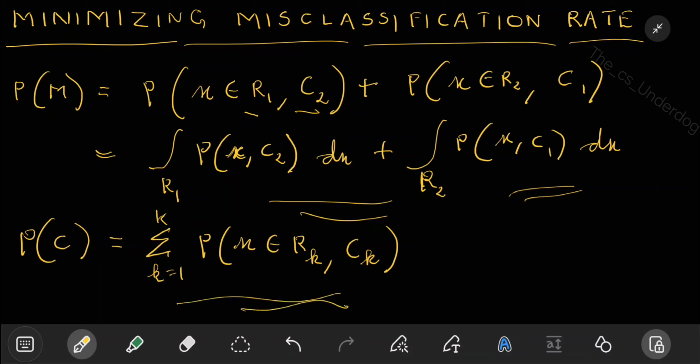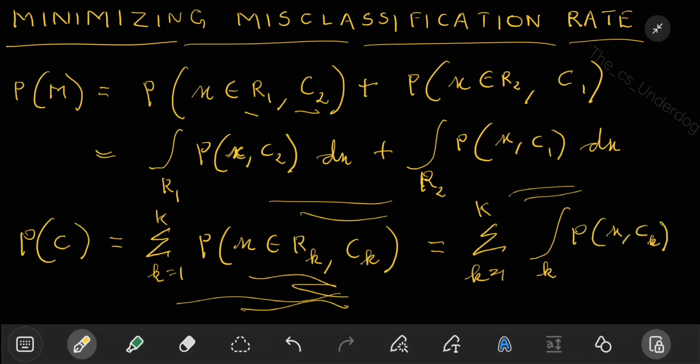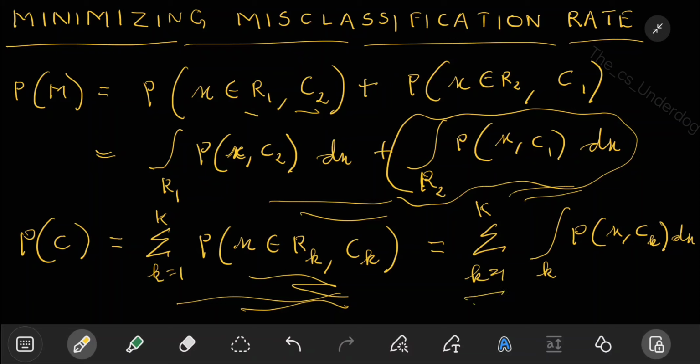If you do this, this total probability you want to increase, right? And what is this? This is equal to sigma k equal to 1 to K of the probability of x element of Rk, Ck. It can be written as the integral over the region k of p of x, Ck dx, right? The same way you wrote all these things. So finally it boils down to summing over all the regions k. For that region k, take the integral over that region of p of x, Ck dx. And what do you want to do? You want to maximize this value, increase this value, right?